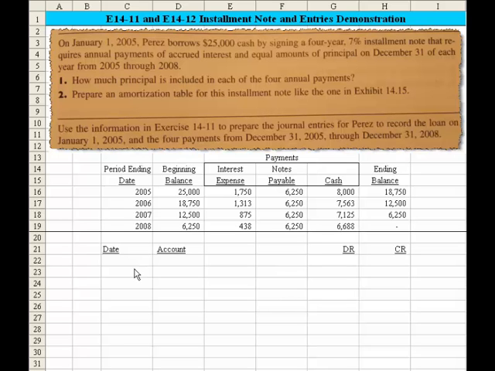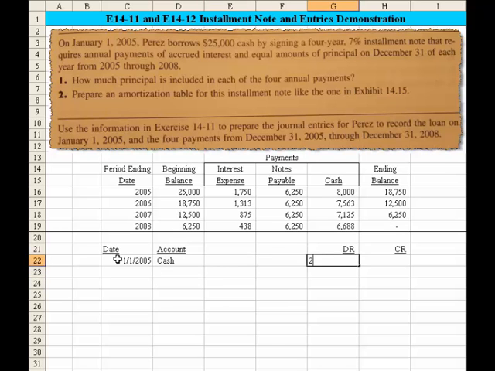Okay, now let's look at exercise 14-12, dealing with the same installment note and amortization schedule that we've computed above in exercise 14-11. And now let's make the journal entries. So on January 1st of 2005, we know that we borrowed $25,000 in cash.